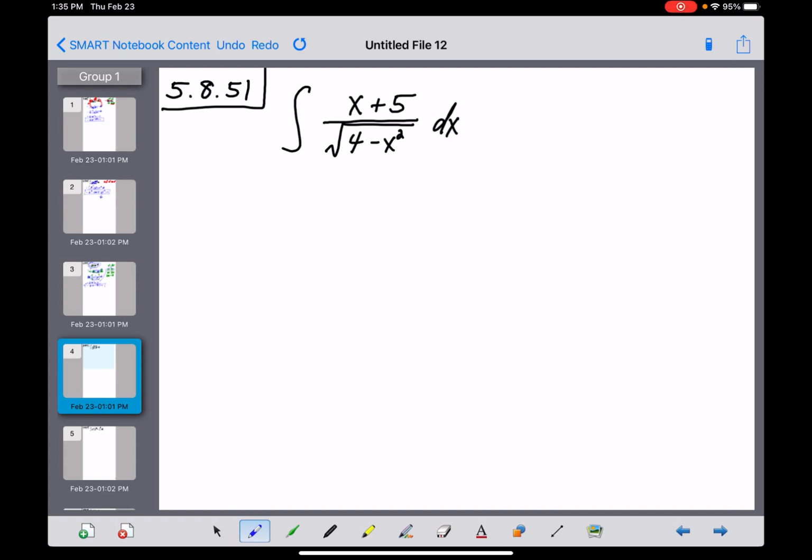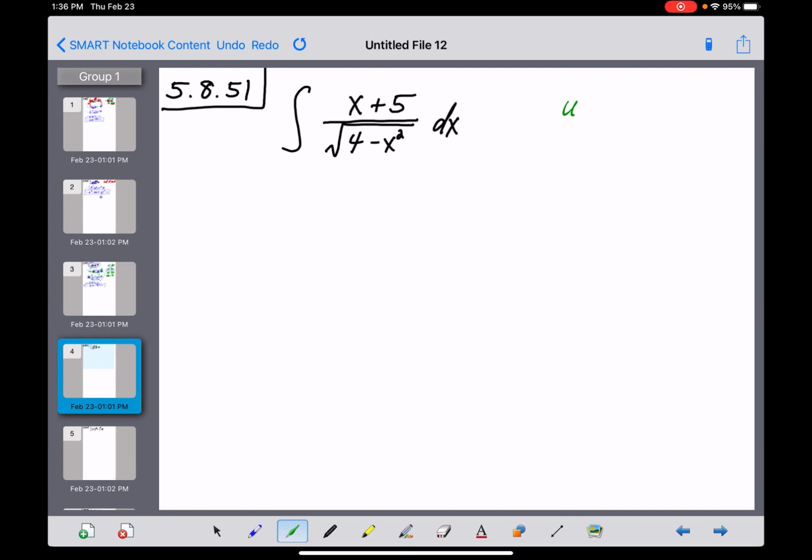Number 51 is definitely a weird problem here. Not one that you see very often, but I wanted you guys to get a little bit of exposure to this concept right here, just in case it pops up again. We've got a linear function on the top, x plus 5, and then the square root of a quadratic function on the bottom. So don't write down what I'm about to do, guys, because it crashes and burns pretty quickly.